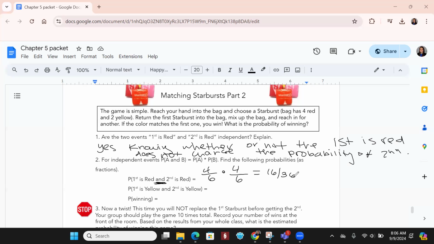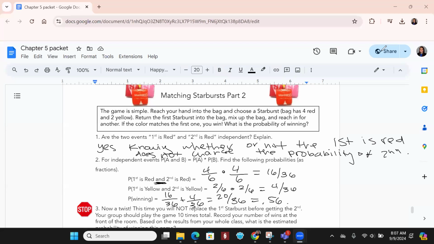The probability of first is yellow, that's 2 out of 6. And the probability of second is yellow, that's 2 out of 6. So that would give me 4 out of 36. And again, that's what we did last time. But what's the probability of actually winning? Well, you win if you do either one of these, right? So that's 16 out of 36 plus 4 out of 36. And that equals 20 out of 36, which is 0.56.